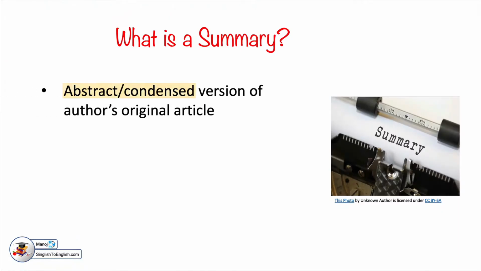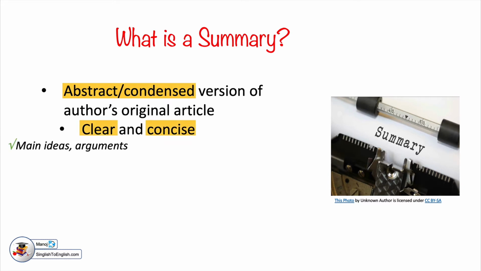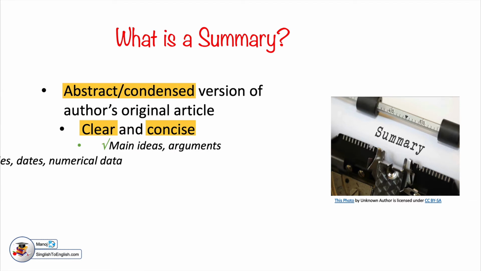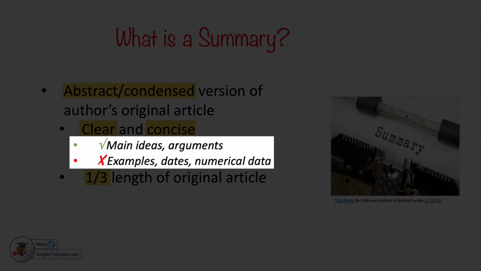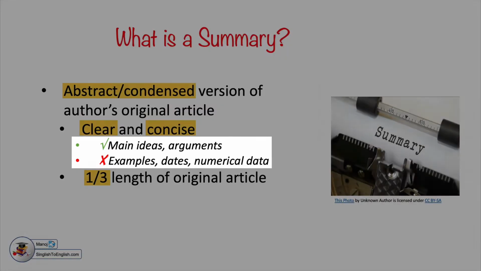A summary is an abstract or condensed version of an article to give readers a clear and concise picture of the main ideas and arguments in the original work, and the final result will make up only about 1/3 of the original. An article summary gives the reader an accurate brief of the author's ideas by restating only the main points without giving examples or details such as dates and numerical data.